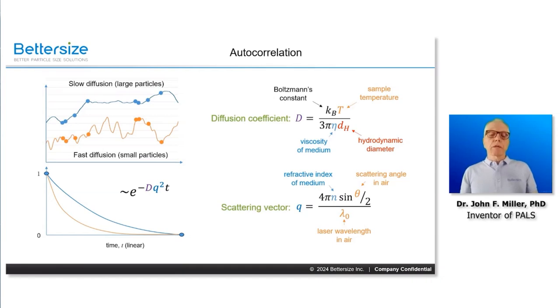When the correlation function is plotted on a geometrically spaced time axis, the exponential decay appears S-shaped, as seen with instruments like the BeNano.